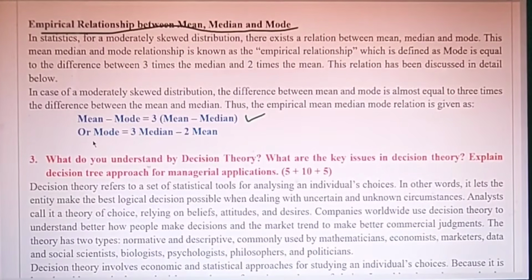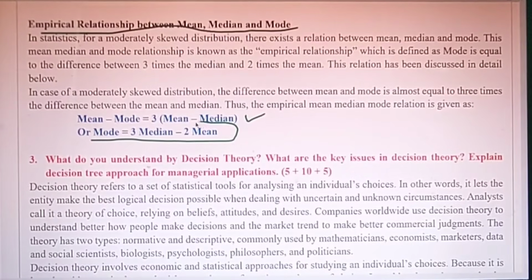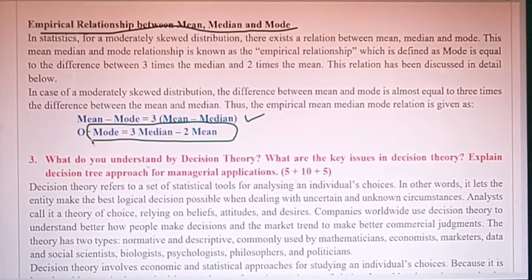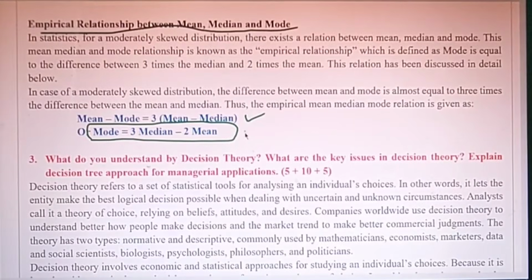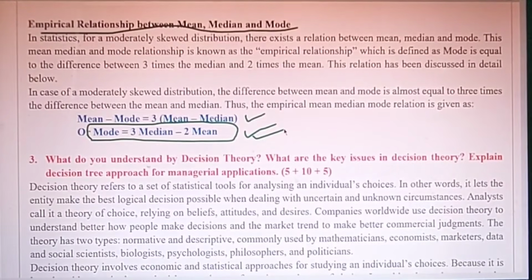Or you can also learn this formula that you did in class 10 sometime. That is, mode equals 3 median minus 2 mean. This is the most popular relation. Okay, let's move on to the next question.